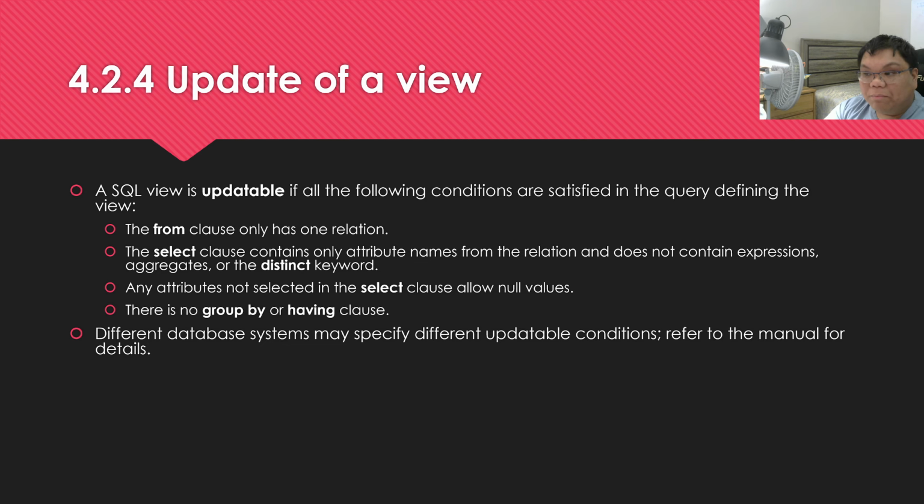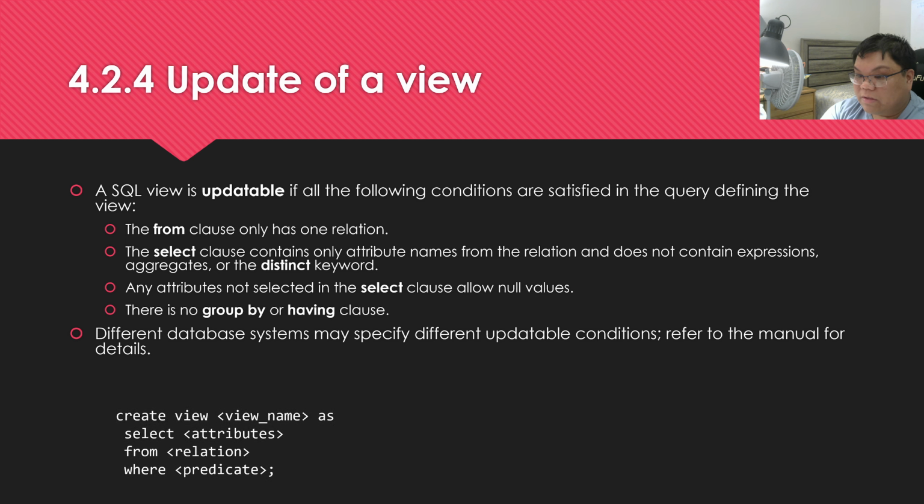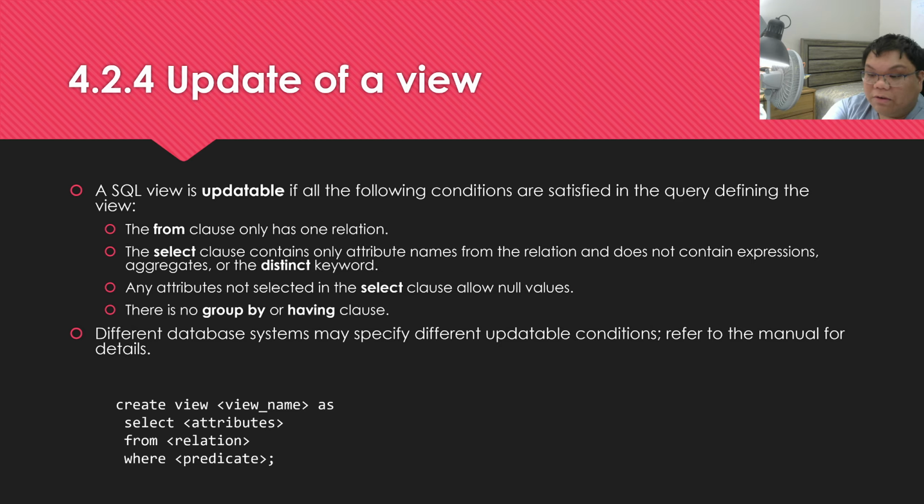A SQL view is updatable if the following conditions are satisfied. The from clause has only one relation. The select clause contains only attribute names from the relation and does not contain expressions, aggregates, or the distinct keyword. Any attributes not selected in the select clause allow null values. And there is no group by or having clause. Different databases might have different rules about this. So, create view name as select attributes from relation where predicate.